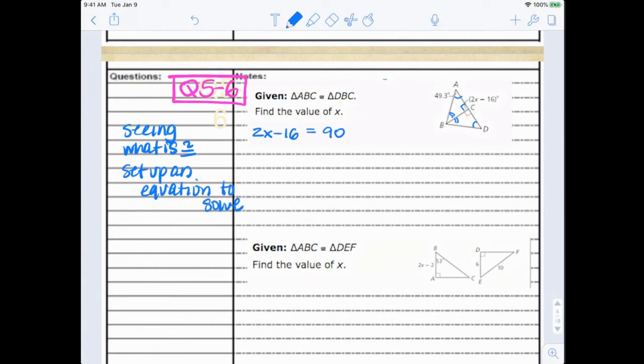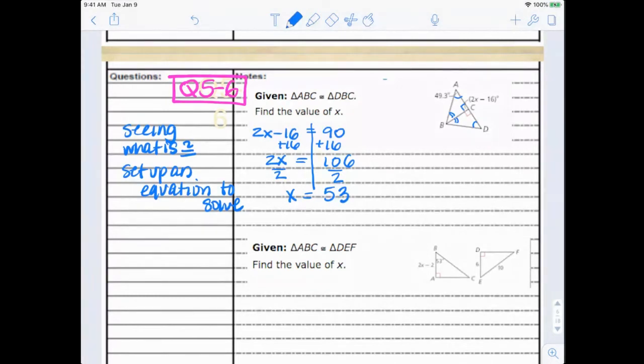So now I can solve for x. I'm going to get rid of the minus 16 by adding 16. So I have 106. And then I divide out my 2. So right away I have my x is 53. Right, what about for the second one?